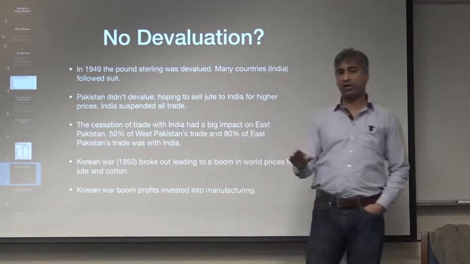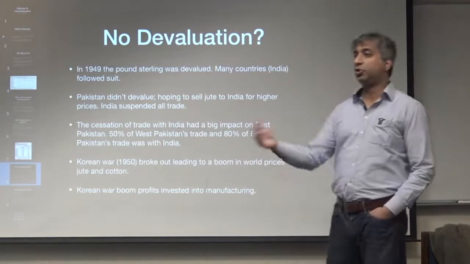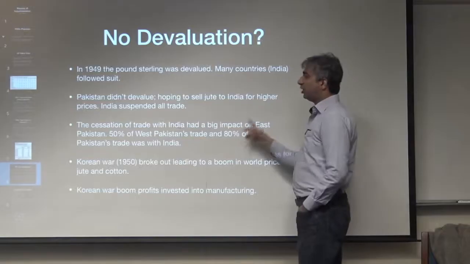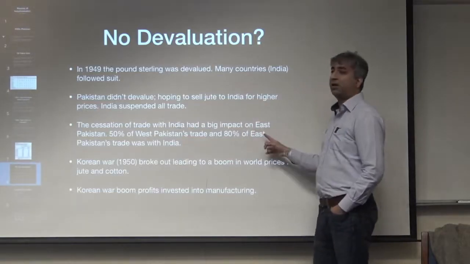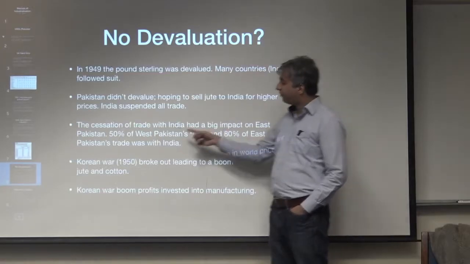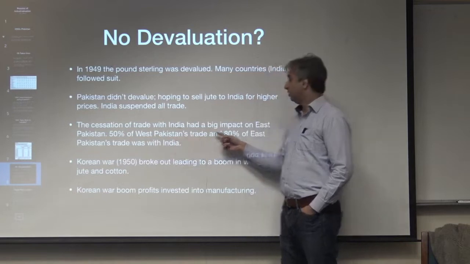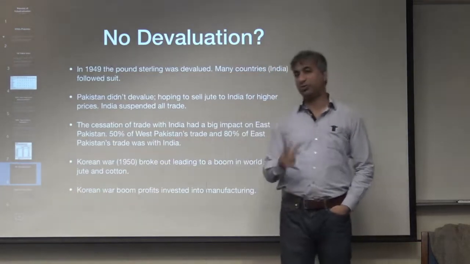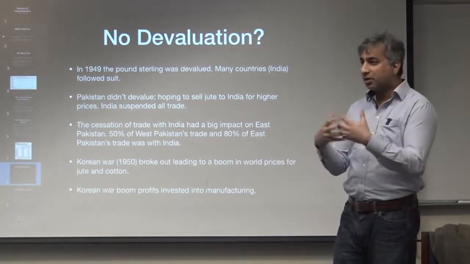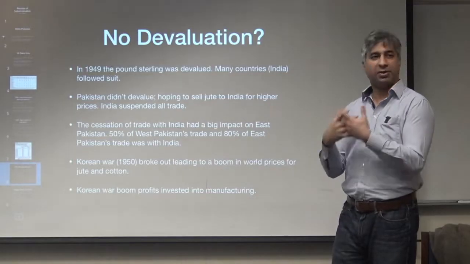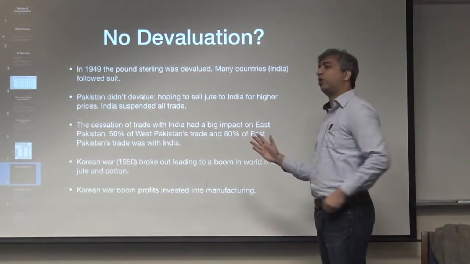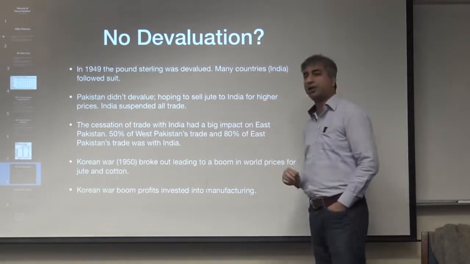They suspended all trade because we didn't devalue, and the jute that they were getting from us was now more expensive to them. So this cessation of trade between India and Pakistan had a bigger and disproportionate impact on East Pakistan. 50% of West Pakistan's trade was with India, whereas 80% of East Pakistan's trade was with India. So you see that East Bengal was very much connected with West Bengal and with the political economy of Calcutta. So the partition of Bengal and then the economic partition of Bengal had a bigger impact on East Pakistan than on West Pakistan.